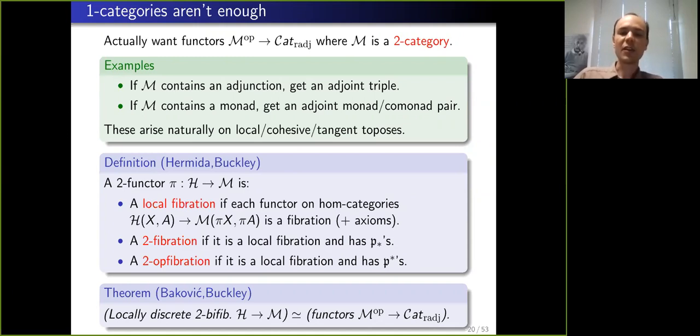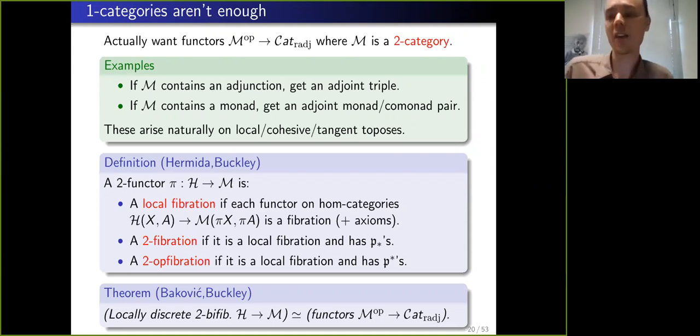So first of all, we need a local condition on the Hom categories, that it has to be a fibration of ordinary categories on the Hom categories. And then we have compatibility axioms with composition there. So that makes it a local fibration. And then we have to add these fibration conditions if we have the P upper stars and P lower stars to describe the fibration and opfibration conditions. So I don't want to get into the details here. You can look it up.